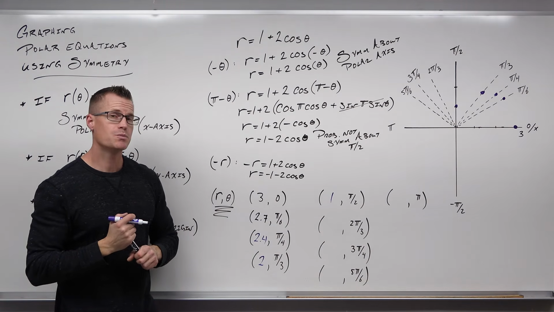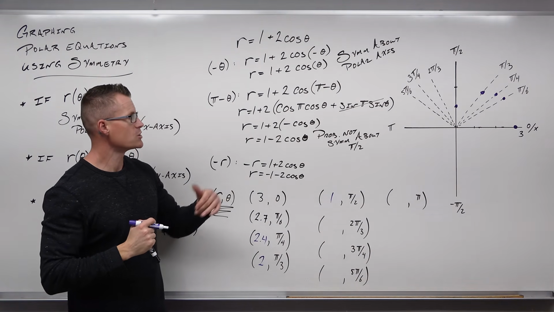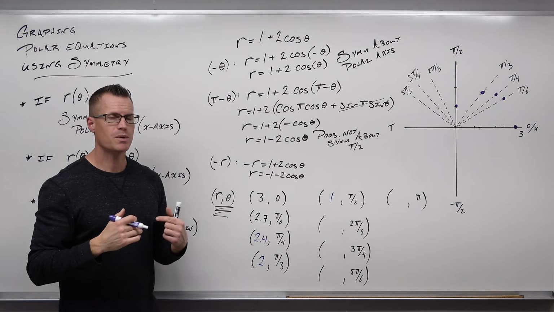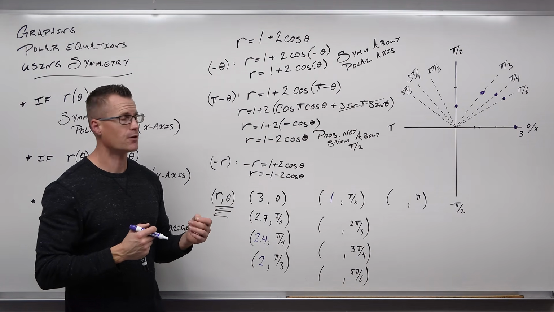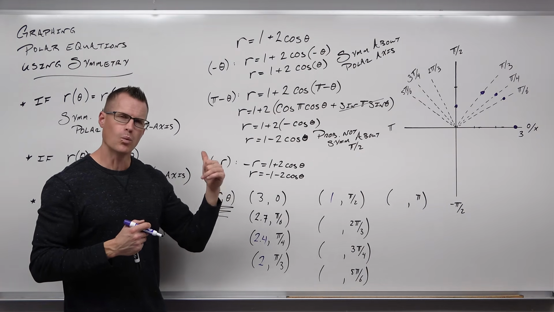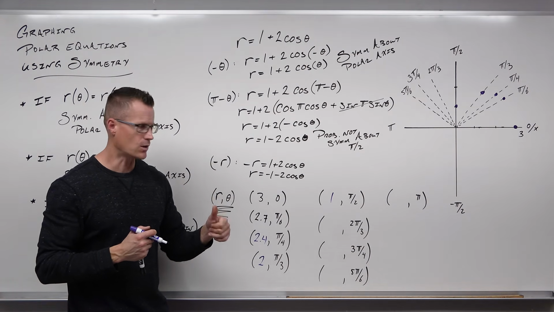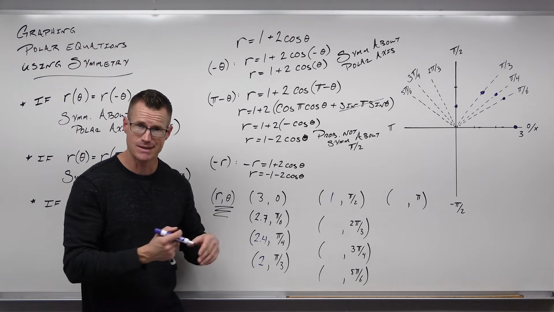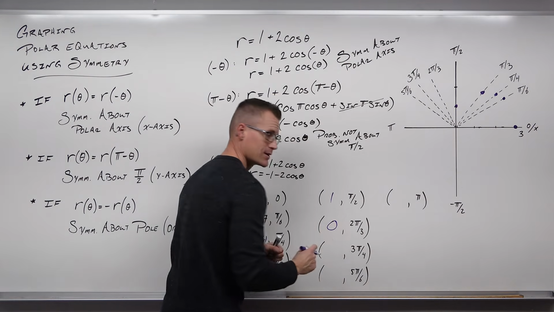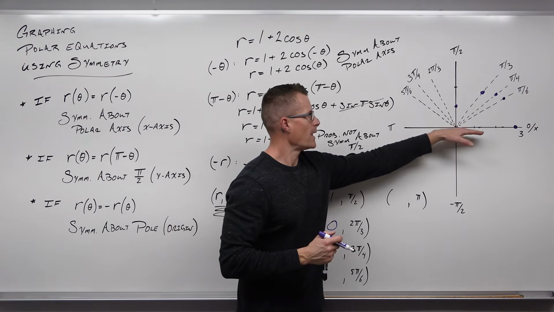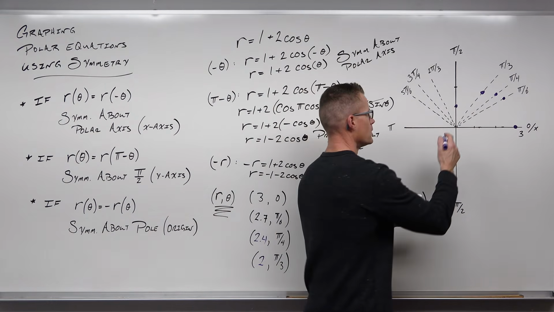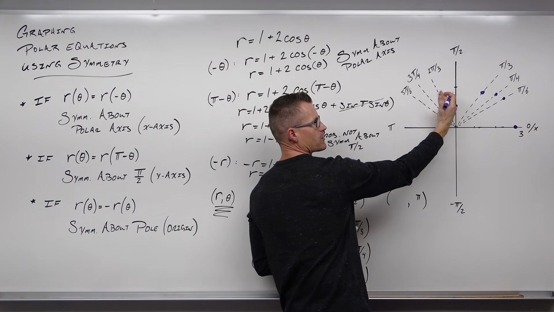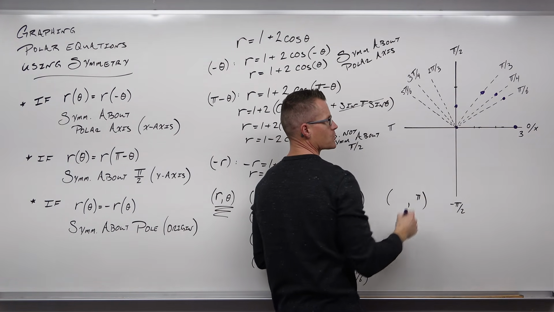Now, 2 pi over 3. So when we plug in 2 pi over 3, cosine of 2 pi over 3 is -1/2. 2 times -1/2 is -1. 1 minus 1 is 0. So if I plug in 2 pi over 3, I'm going to get 0. And here's where things get interesting. At 2 pi over 3, I get 0. So along this ray, 2 pi over 3, I'm going to get right at the origin.